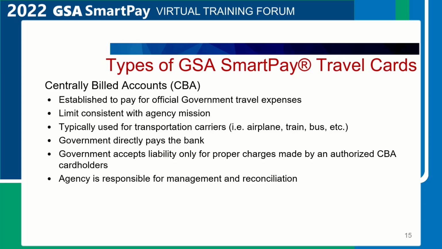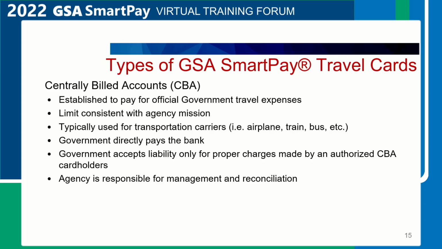Moving on to centrally billed accounts or CBAs. Centrally billed accounts may or may not have plastic associated with them. Some accounts have card numbers but no plastic and are used for higher dollar travel transactions like airline tickets, train tickets. At GSA, I know we do not use our individually billed cards for airline tickets. They all go to a CBA account.